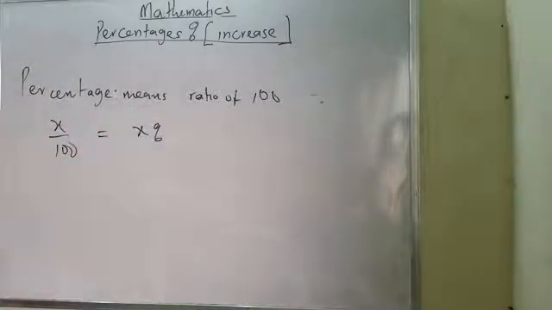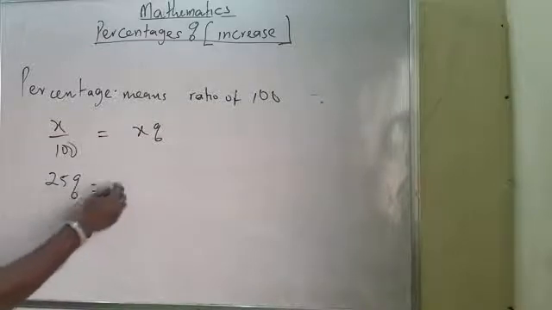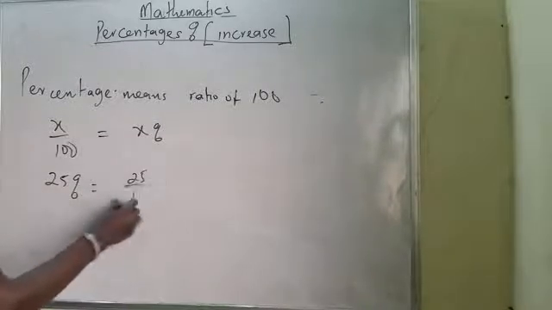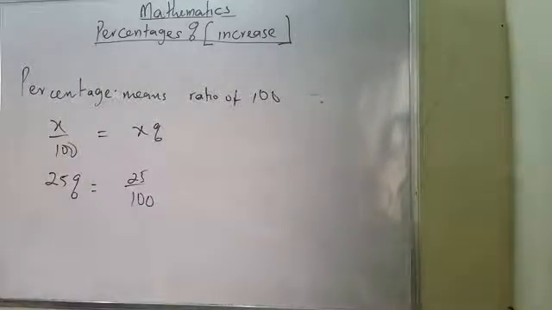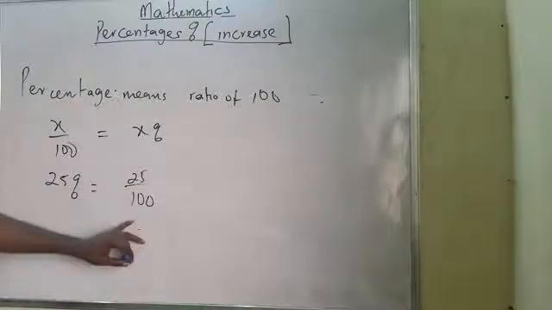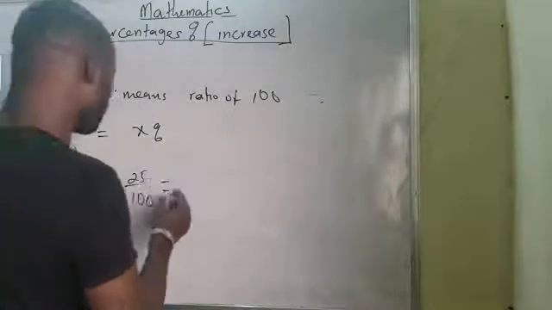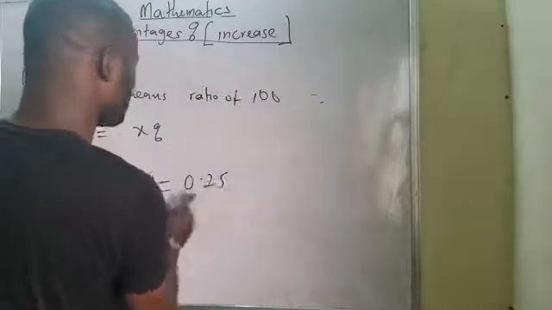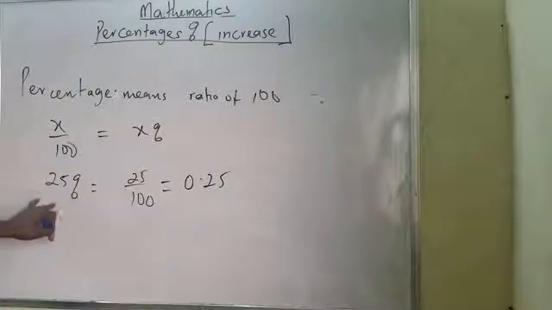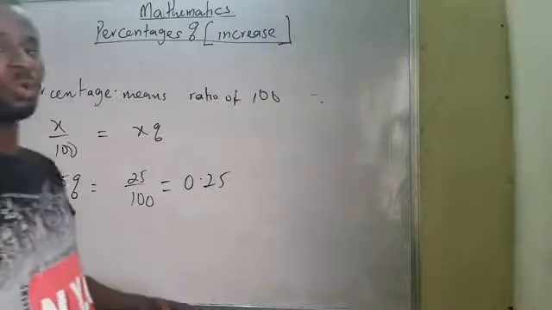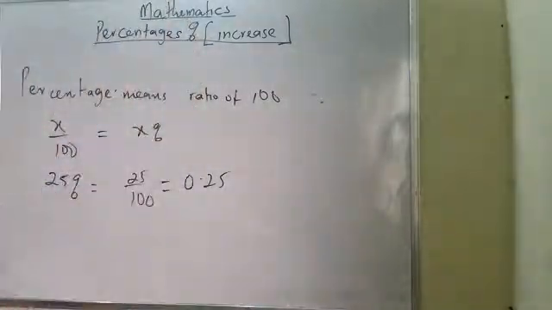Now, if somebody is telling me 25%, it means I'm talking about 25 all over 100. Take note of that. I can also take it to decimal form, which is 0.25. So there is the percentage form, the ratio form, the fraction form, and the decimal form. All these things need to be understood very well before we go into the word problem part of it.